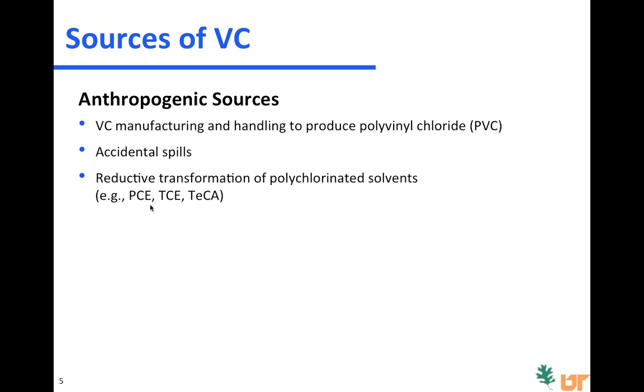So where's this vinyl chloride coming from? I already mentioned the manufacturing of vinyl chloride to produce polyvinyl chloride, PVC. Another source are accidental spills of vinyl chloride, and I give you an example. And then a third source that probably is the most significant for groundwater contamination is the reductive transformation of polychlorinated solvents like tetrachloroethene, trichloroethene, and chlorinated ethanes. And I'll talk more about this in a little bit.